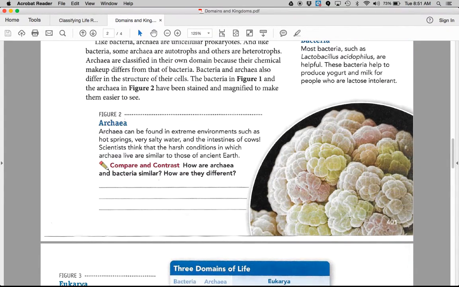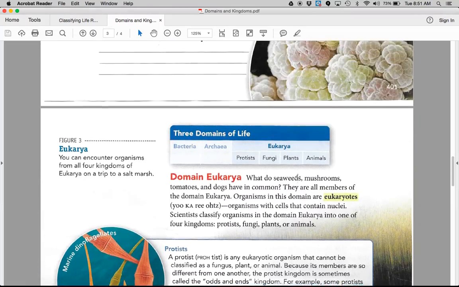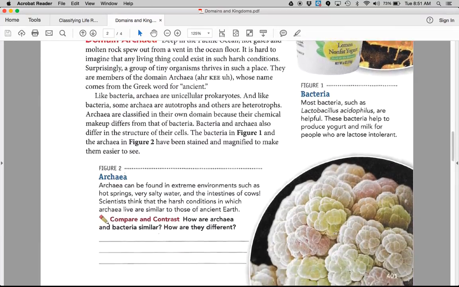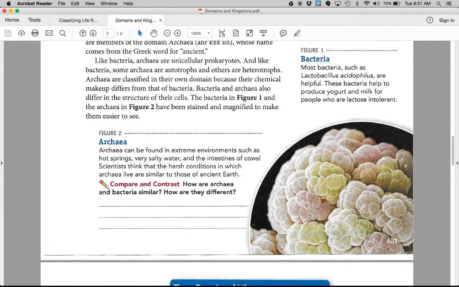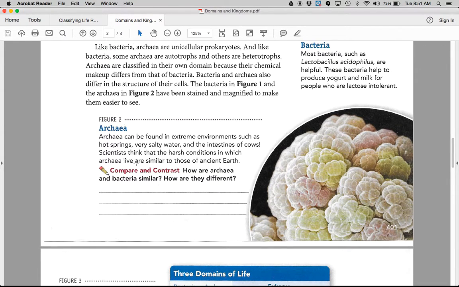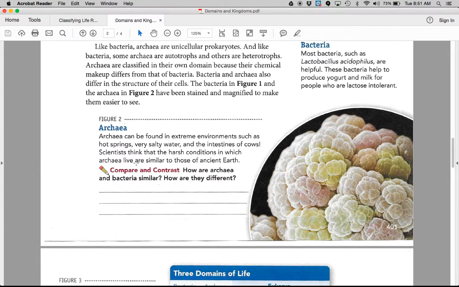And then Figure 2, where's Figure 2 at? Oh yes, this is archaea, this magnified version. Archaea can be found in extreme environments such as hot springs, very salty water, and the intestines of cows. Scientists think the harsh conditions in which archaea live are similar to those of ancient Earth.